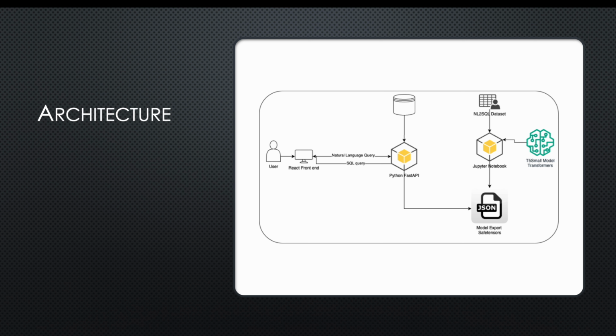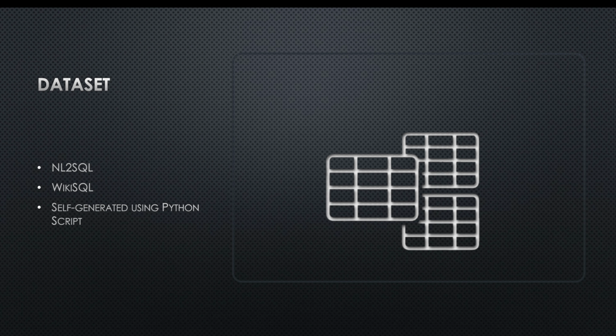The architecture for this particular project is we basically trained on the NL2SQL dataset using Jupyter notebooks and a T5 small model from the Transformers library. We exported that model and saved the safetensors and JSON files. Using those files, we created a Python FastAPI server, and we built a React frontend, which is basically used for user interaction. The goal of NL2SQL is to let users query databases using plain English instead of writing SQL.